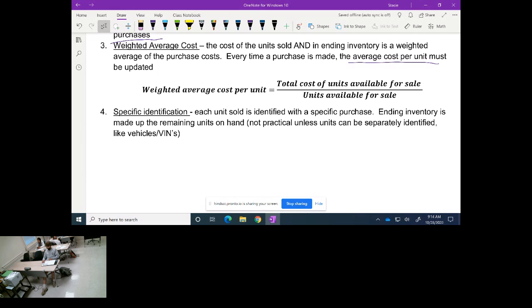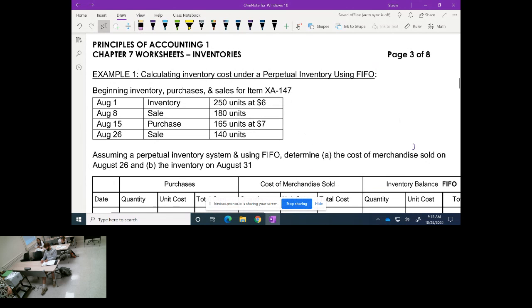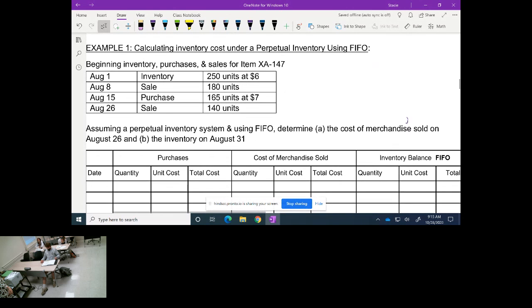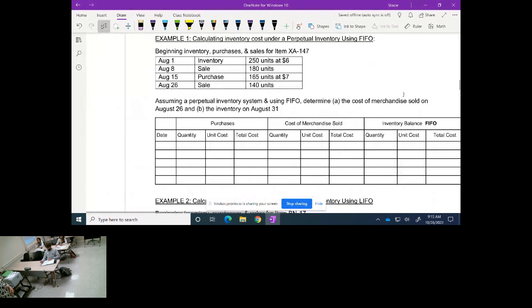With electronics, you have serial numbers. Even with refrigerators and stuff, I think you have serial numbers. So that would be a case where you would say, okay, we sold this item with this serial number. You're specifically identifying it, and that's how you cost it out. Okay, so let's do an example. All right, and we're looking first at perpetual. So we're assuming we're keeping up with this. Every time purchases and sales are made, we are accounting for it.